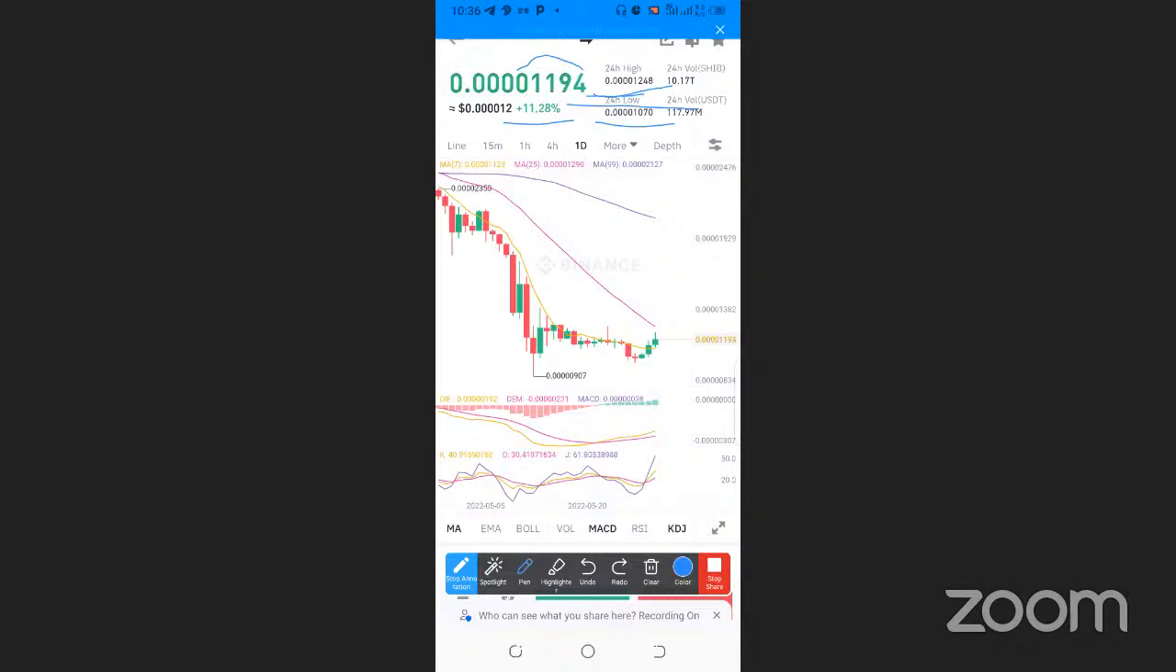Are you with me? Do you still have a privilege of trading these coins? Yes, because the market has not hit the all-time high. The all-time high is 0.248, and the current price is 0.1194.